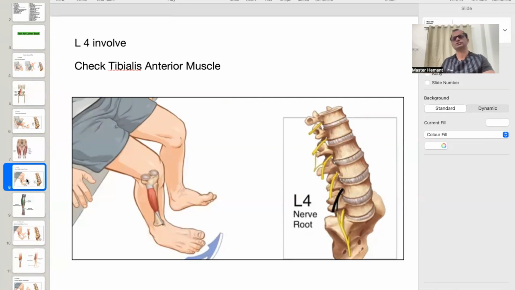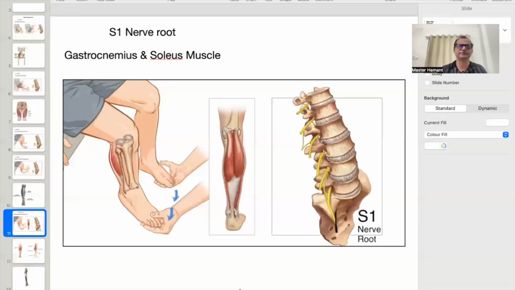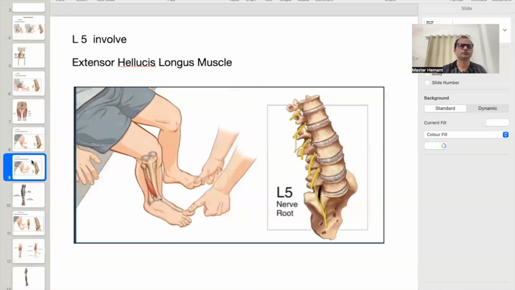Right? The last thing whatever I will discuss with you, you can see the video once again. चलिए हम lumbar 5 देखते हैं. So lumbar 5 vertebra mainly moves your great toe.